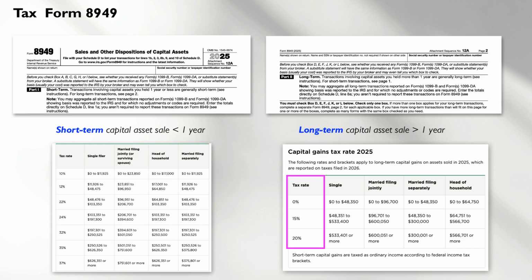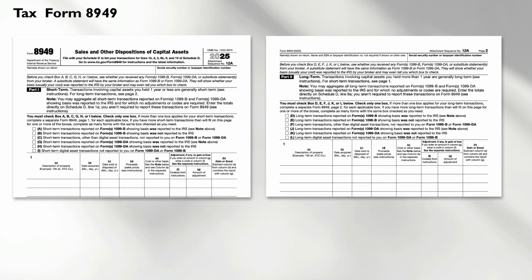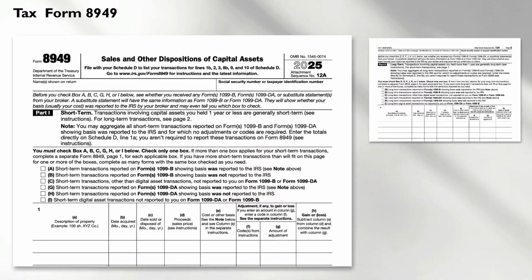Long-term capital gains are taxed at lower rates, generally 0%, 15%, or 20%, with certain assets taxed at 28%. In addition, the income ranges for long-term capital gains brackets are much wider. Under each part of 8949, you must check a letter box that describes the type of transaction.